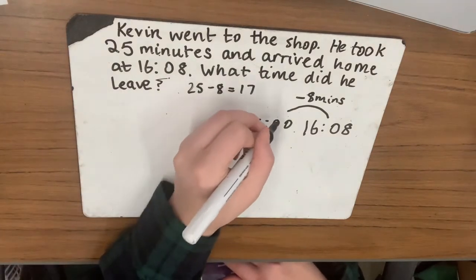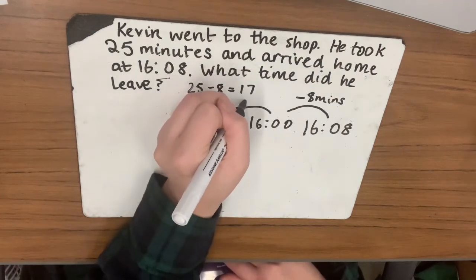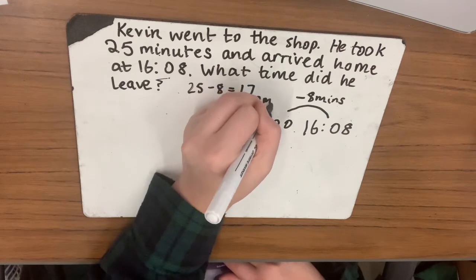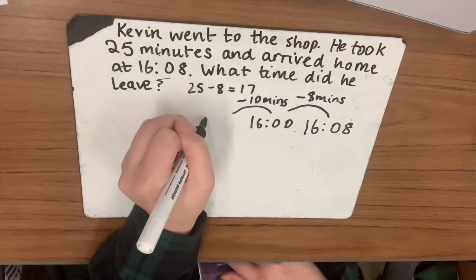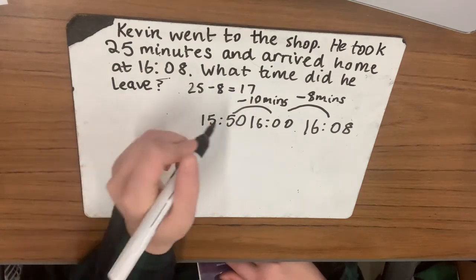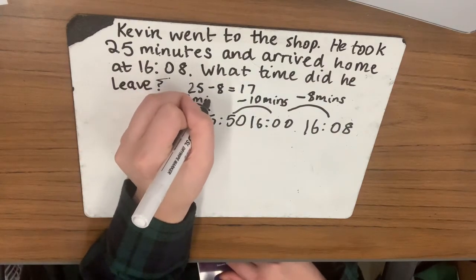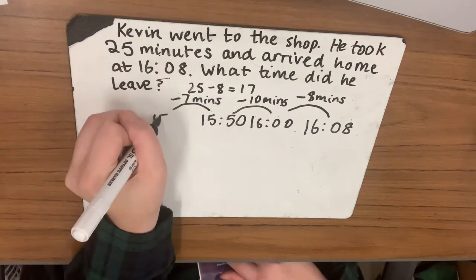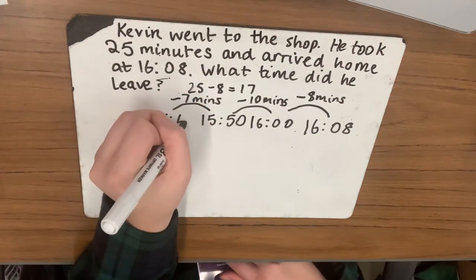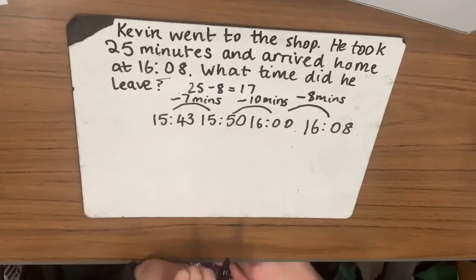So you could either do this in one big chunk if you're confident doing that, or you can break it down even more. So minus 10 minutes would be the hour before, so it would be 15:50. And then I would take away 7 more, which would bring me into 15:43. So you can see there, I did the exact same thing, I just worked backwards.